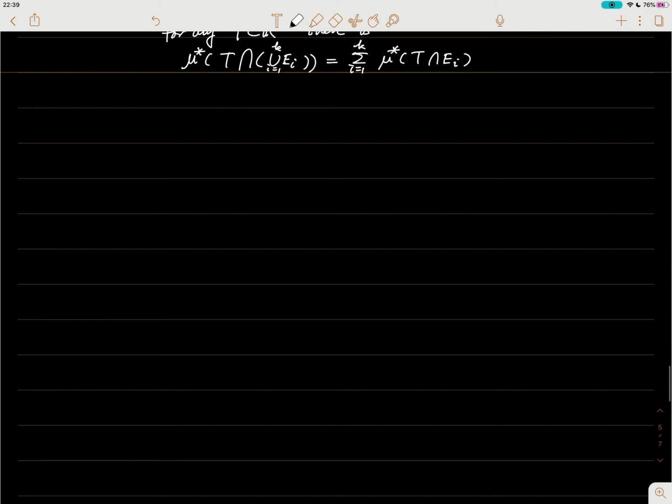So remember item 4. Recall that our goal here is to show that if the Ek are measurable, then the union of them is also measurable, right? This is what we want to show. All right. So first of all, without loss of generality, we assume these Ei's are mutually disjoint.